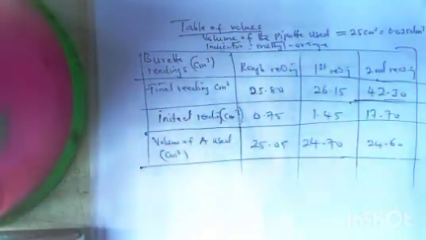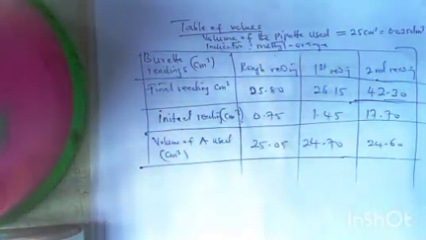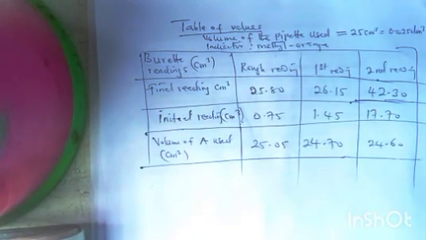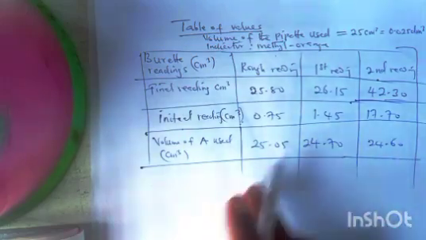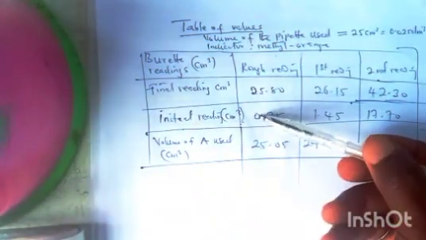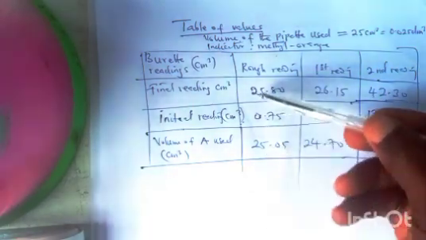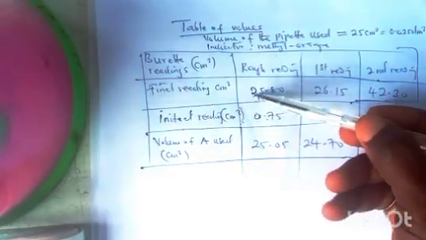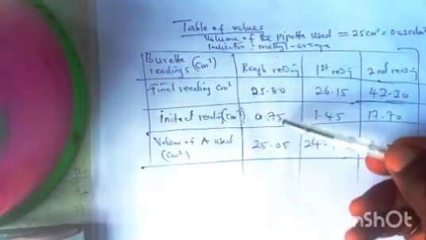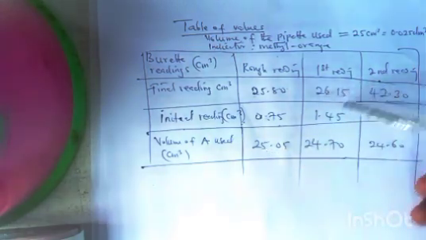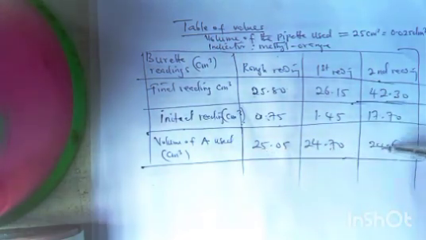Is already the volume of the base. So the acid volume is what we are going to determine by doing this practical repeatedly, 2 to 3 consecutive times. At the end of the day, when you subtract the initial reading from the final reading, 225.80 minus 0.75 will give us this. This minus this will give us this, and this minus this is going to give us this.